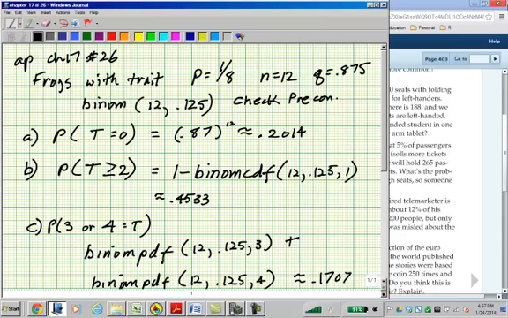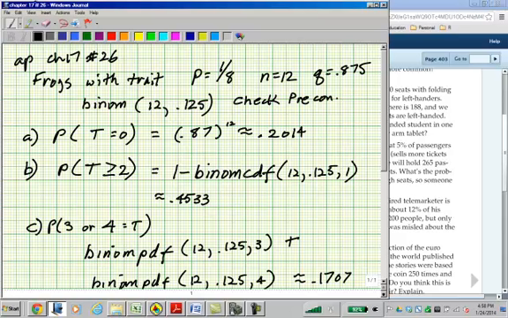B, what's the probability there are at least 2 frogs with the trait? So what's the probability that the trait is greater than or equal to 2? That means the probability that the trait equals 2 or 3 or 4, etc., all the way through 12, which means the probabilities for 2, 3, 4, etc., all the way up to 12 should be added together. Now, the easiest way to do this is to take 1, the sum of all probabilities from 0 to 12, and subtract from 1 the probabilities of 0 and 1. So to do that, we can do 1 minus binom CDF, 12, 0.125, 1.